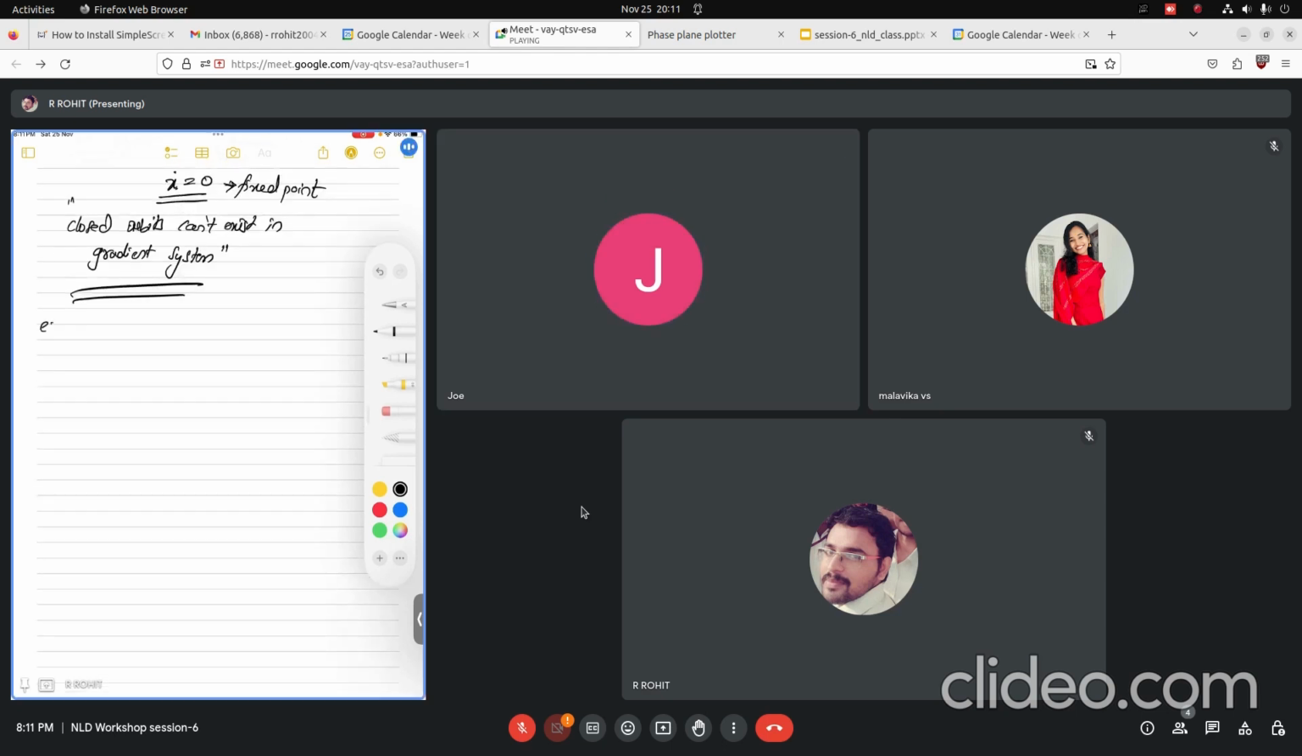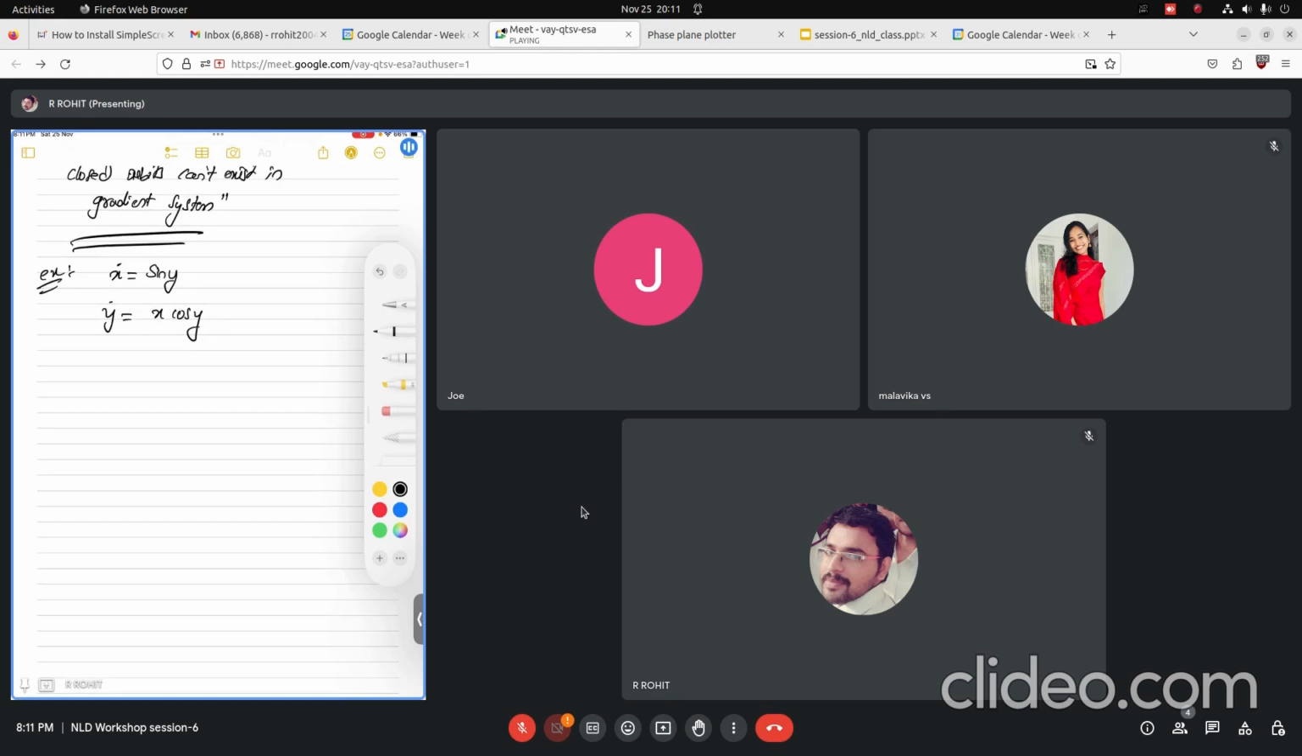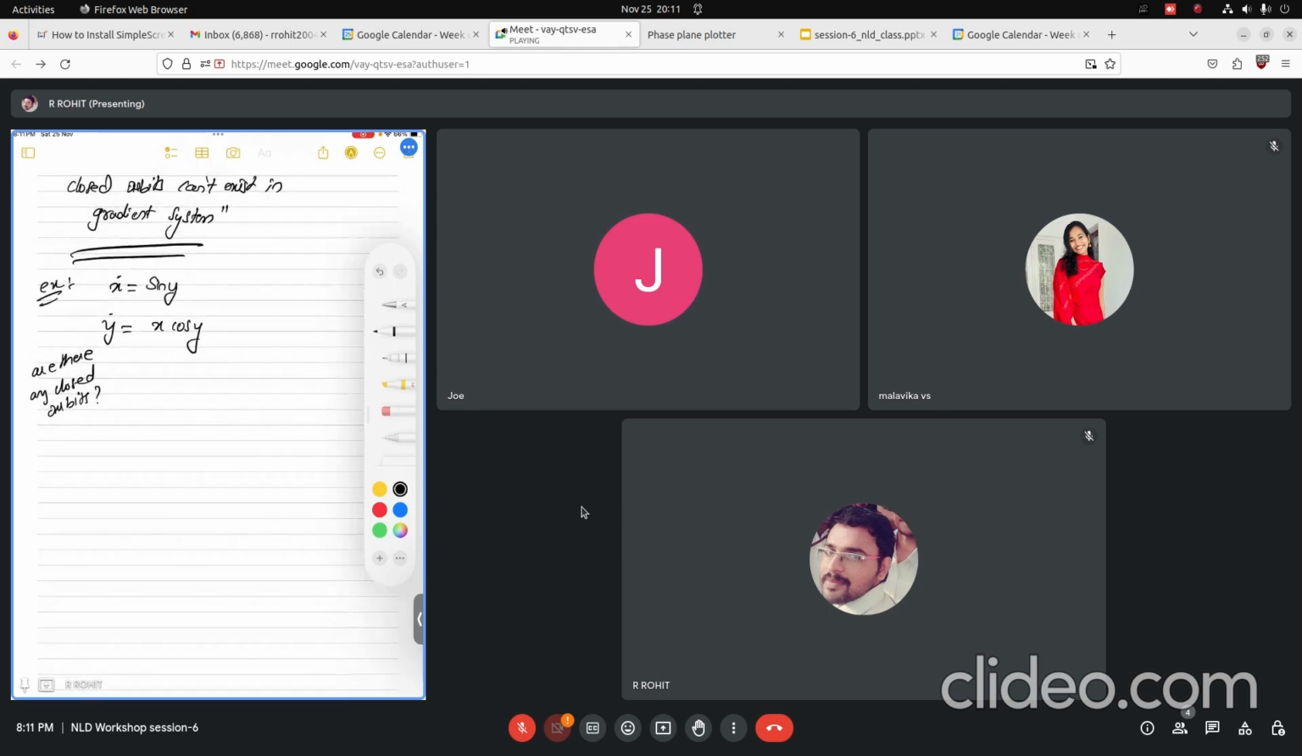No. Now I will just give you one example to understand that. So say you had an equation of the form x dot is equal to sine y, and you had one more equation of the form y dot is equal to x cos y. So these are now two different equations which are coupled. Now we need to find, are there any closed orbits for this? So that's our question.